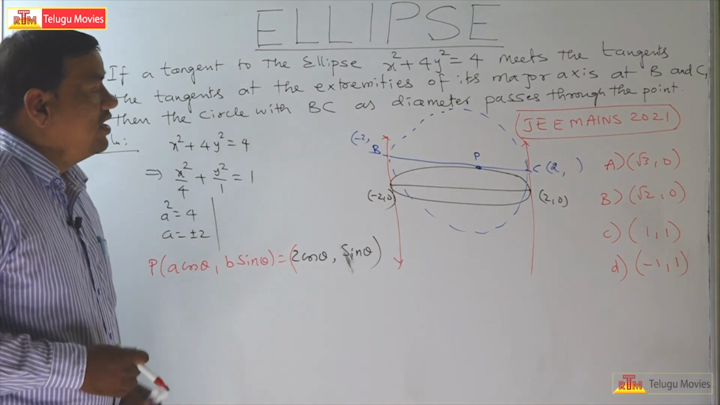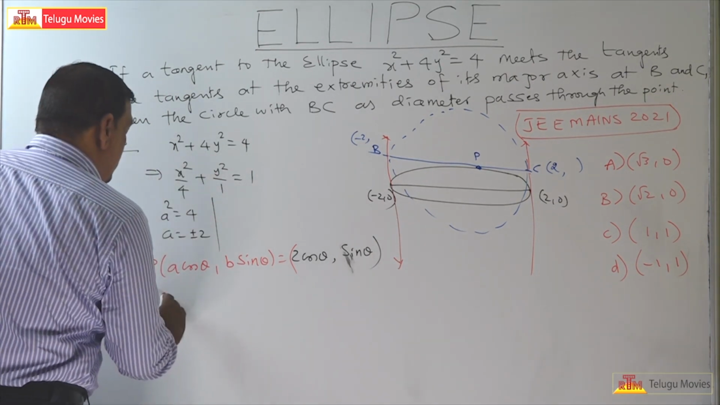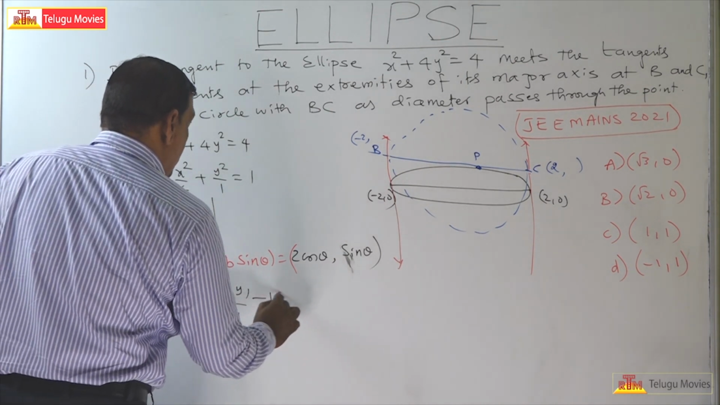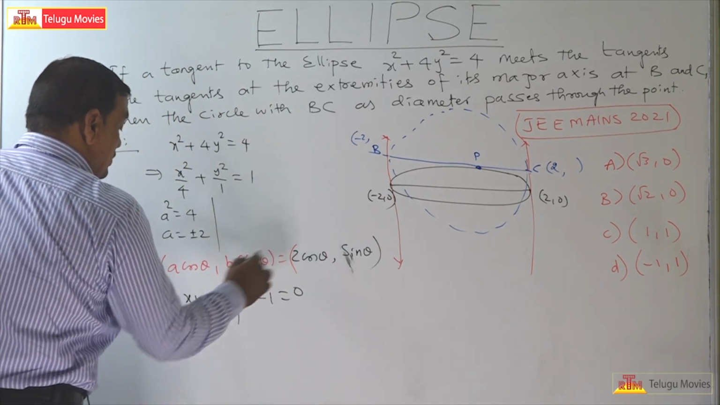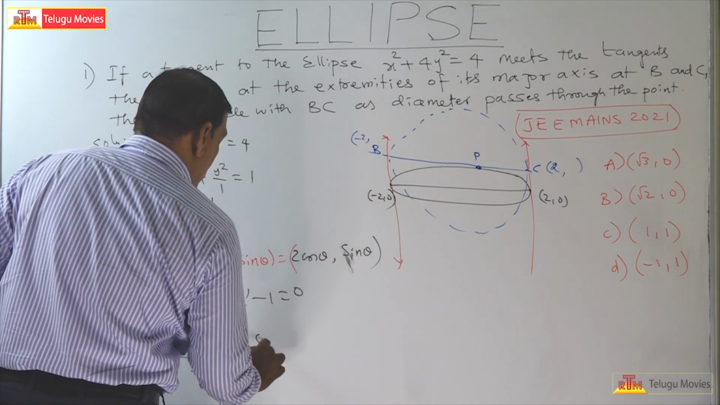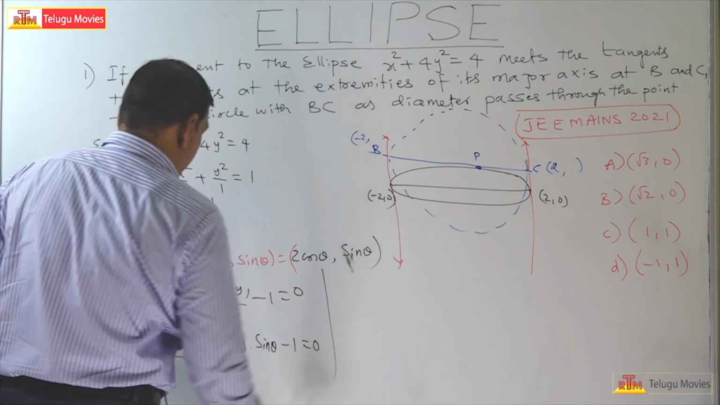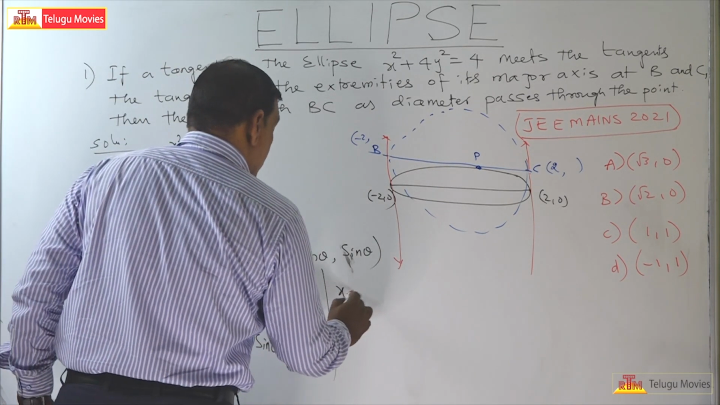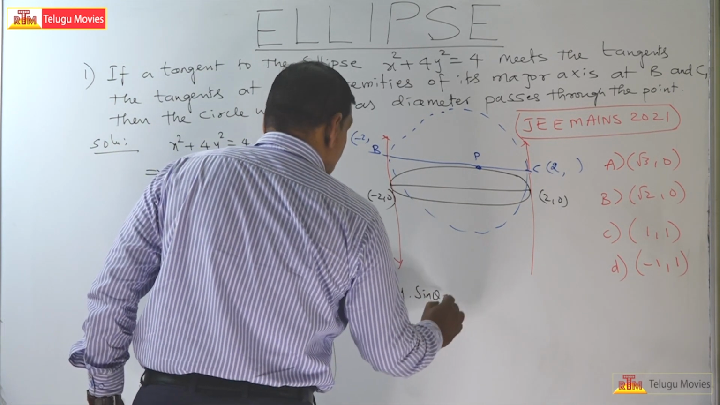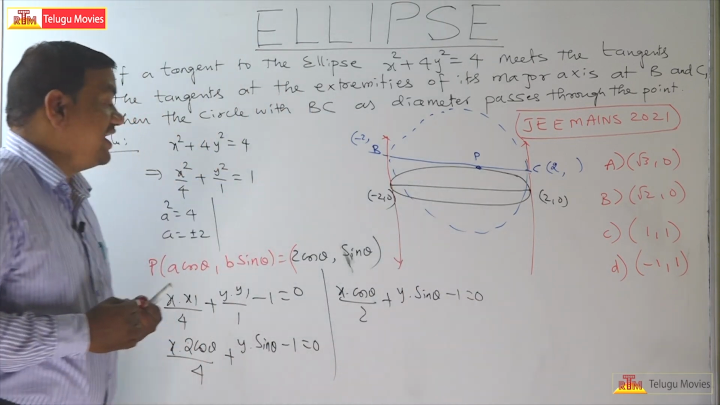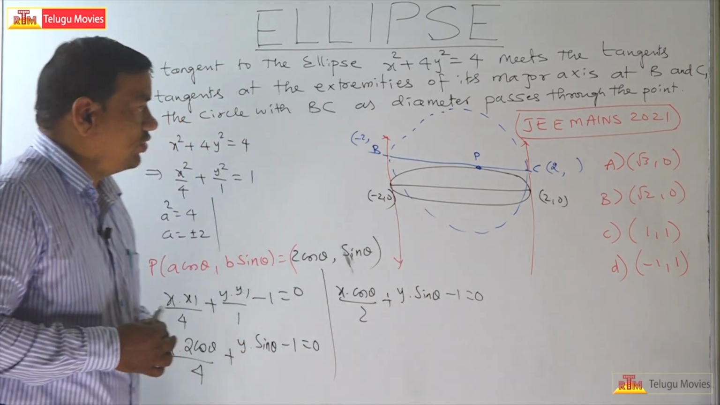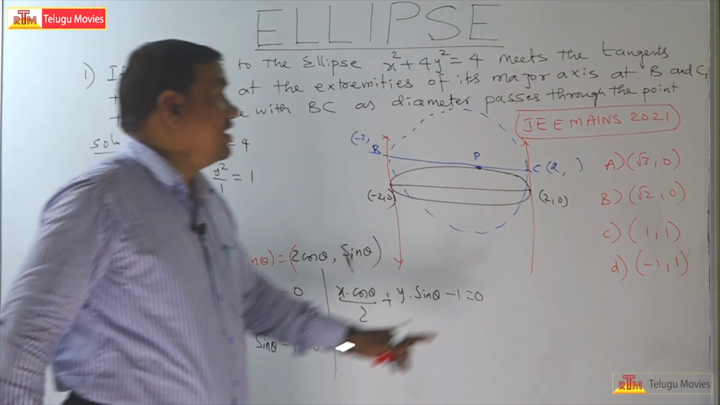Now let us find the equation of the tangent. What is the equation of the tangent? x x1/4 + y y1/1 − 1 = 0. x x1 means x · 2 cos θ/4, plus y y1 means y sin θ, minus 1 = 0. Therefore x cos θ/2 + y sin θ − 1 = 0. This is of the form ax + by + c = 0. We got it. Now we have to find the y coordinate.